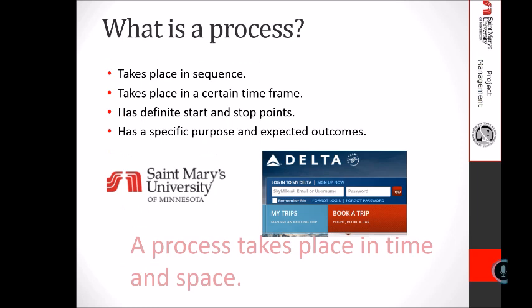So what is a process? How do you select one? A process is something that takes place in a sequence in a certain time frame. Like a project, it has definite start and stop points, but it's not a project. It also, like a project, has specific purpose and expected outcomes, but it is not a project.